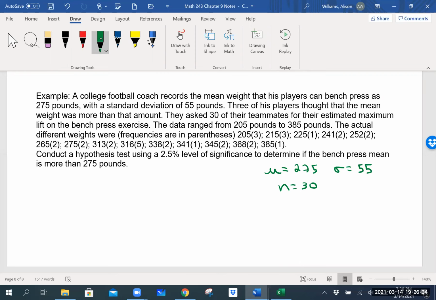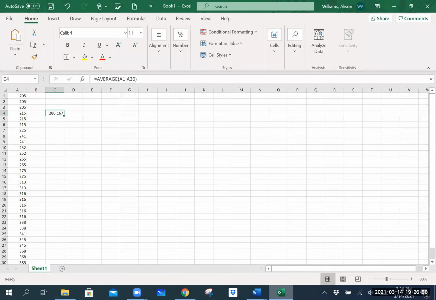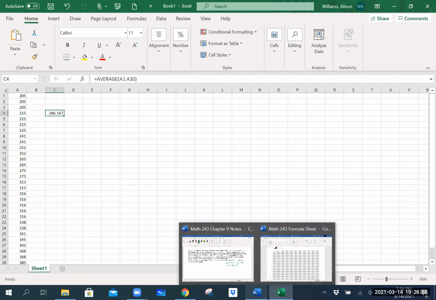And then they got the data and they listed it for us, and they used frequencies, meaning how frequently they occur. So given that data, we need to find X bar. That's the piece of information we're missing. Now, I did go to Excel and enter it all in, and I got 286.166666 repeating. Okay. So let's go ahead and come back here.